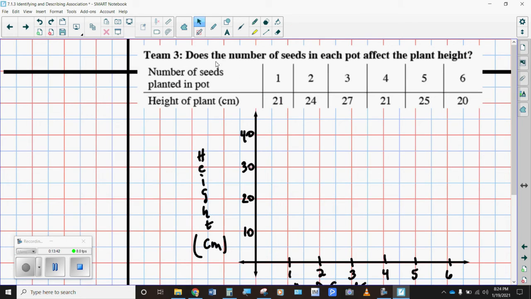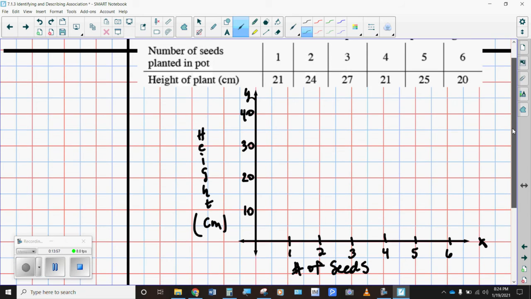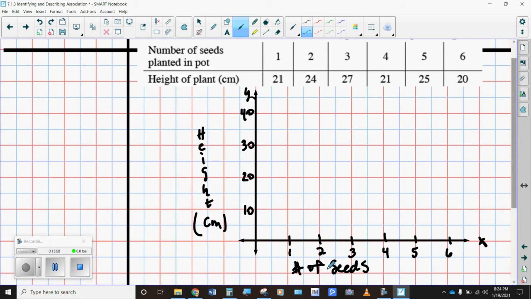All right, how about 3? Does the number of seeds in each pot affect the plant? Go ahead and pause. Remember, this is your y-axis, this is your x-axis. Go ahead and scale it however you want, but you can copy my scaling. We're going to put the independent variable, the number of seeds in the pot, on the x-axis, okay? Go ahead and pause and then plot those points.